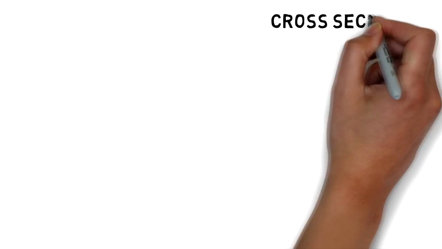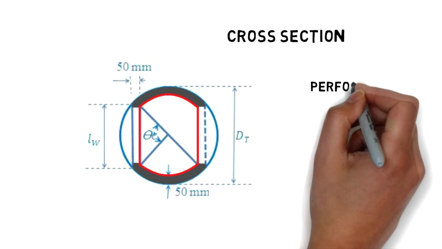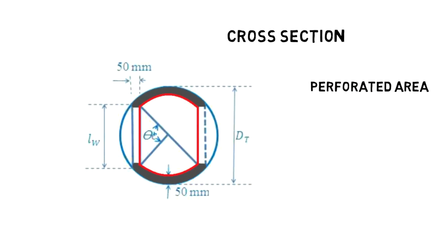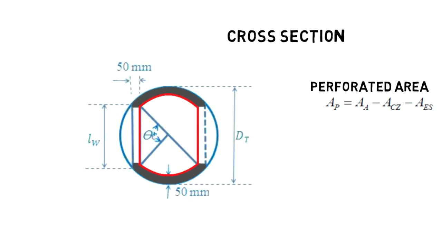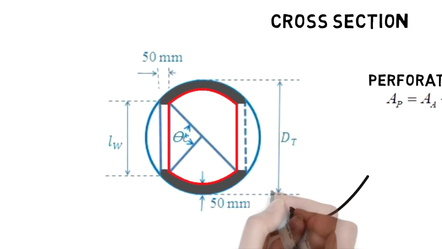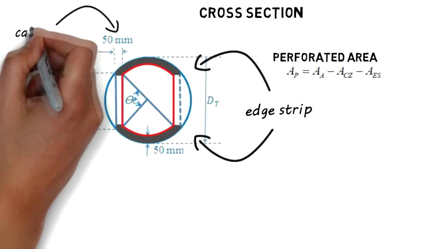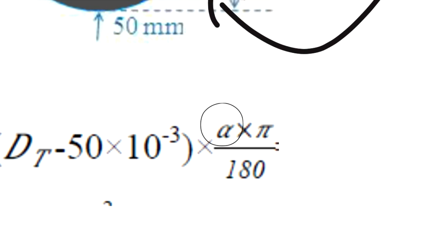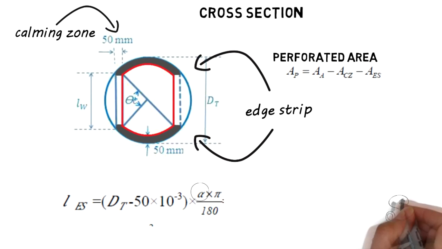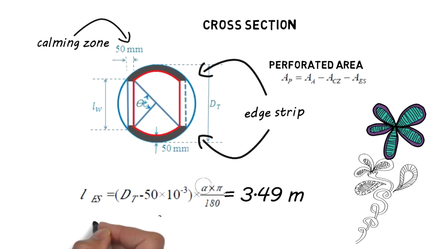Using this figure, which shows the cross-section of the plate, the perforated area is enclosed by the red curve in the figure. To determine this, it is the active area minus the area of the calming zone minus the area of the edge strip. The edge strip is the gray area while the two vertical strips are the calming zone. Usually, the length of the calming zone is 50 to 100 millimeters. The alpha here is the supplementary angle of the angle subtended by the weir length, and upon substitution, 3.49 meters is the length of the edge strip.